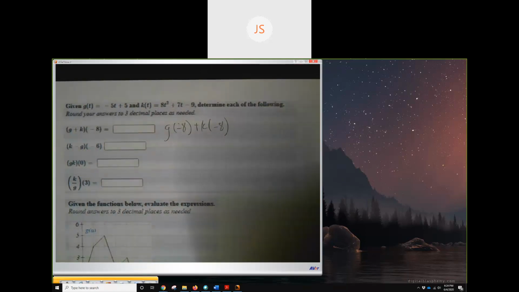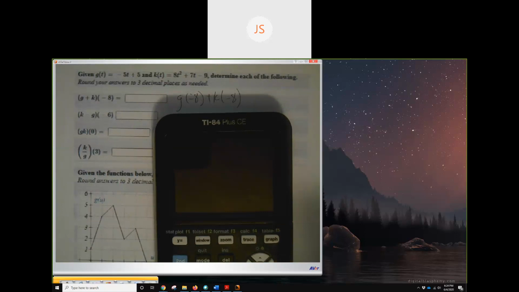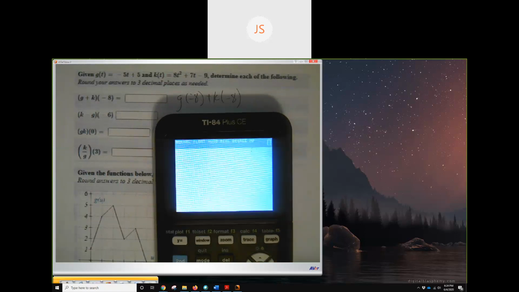So plugging -8 into g, let me make that so that you can actually see it. Okay, that would be -5 times -8 plus 5. So g of -8 is 45.